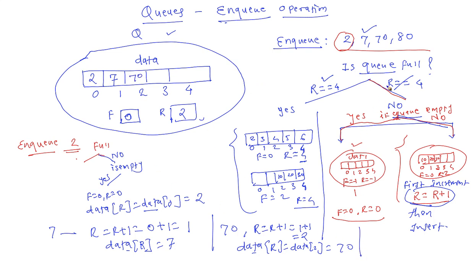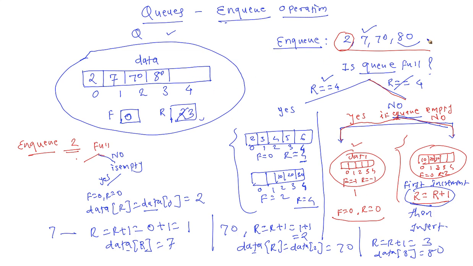For inserting 80, again the same steps. Is queue full? No, it's not full. Is queue empty? No, it's not empty. And then I'll follow this path. Simply R equal to R plus 1. R was 2, R will be 3 now. And then I'll go to data of 3 and insert 80 there, right?